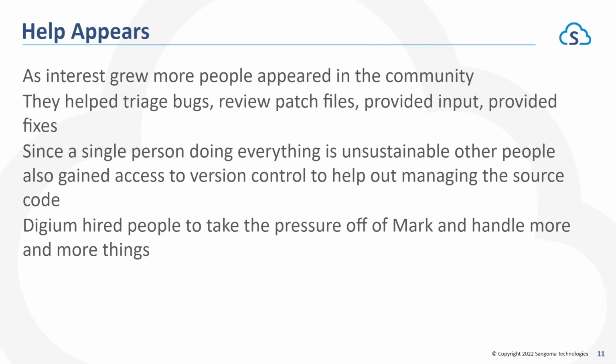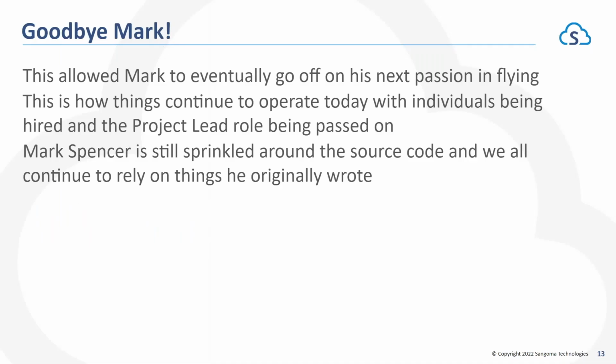So other people gained access to version control, allowing them to help out and manage things, such as merging changes and reviewing things. And then as Digium as a company grew, it hired more people to take the pressure off of Mark and to handle more and more things of the project. Until ultimately, it allowed Mark to get into a position where he was no longer a critical blocker to the project and he was able to leave. So this allowed Mark to go off on his next passion in flying.